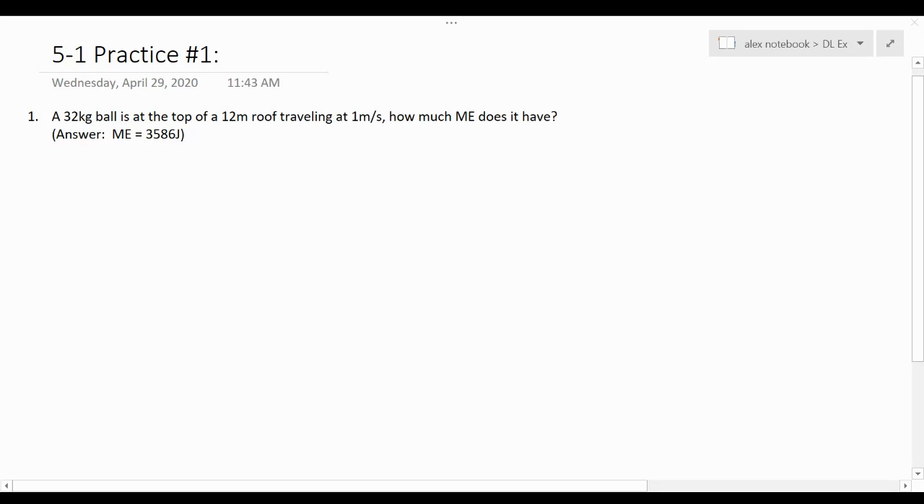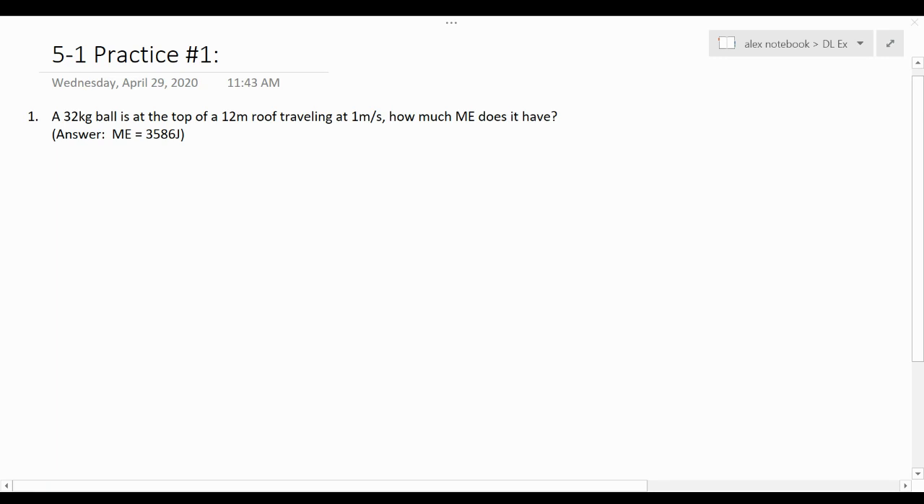So, the first question says we have a 32 kilogram ball at the top of a 12-meter high roof traveling at 1 meter per second. And the question is, how much mechanical energy does it have?